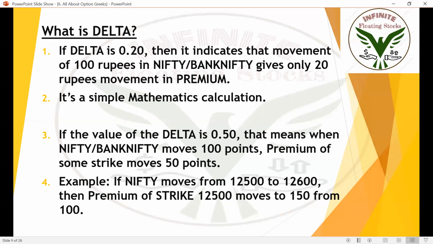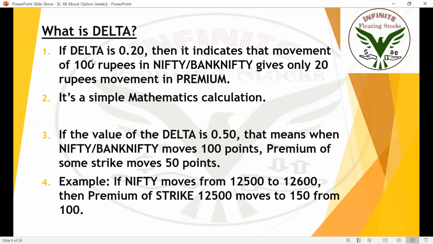In simple words, this slide is very important. If you didn't understand the previous slide, this slide is very important. You need to get everything which is written on this slide. This slide simplifies all about delta.